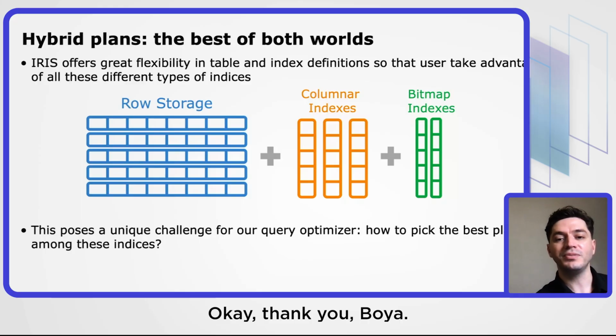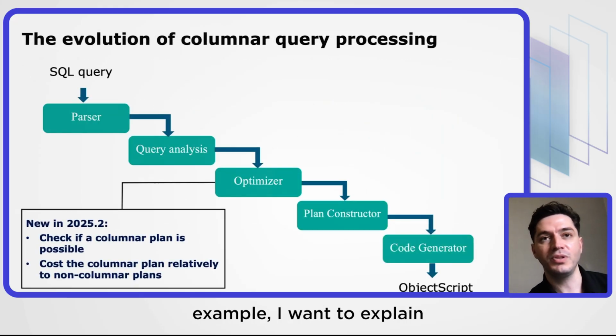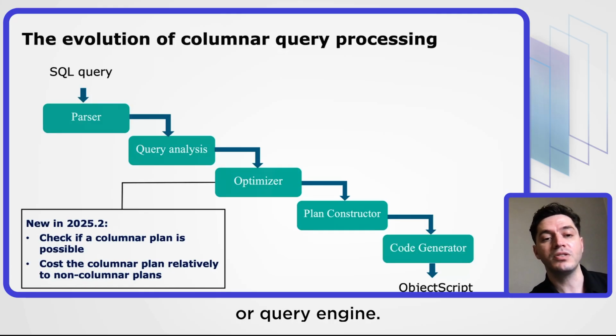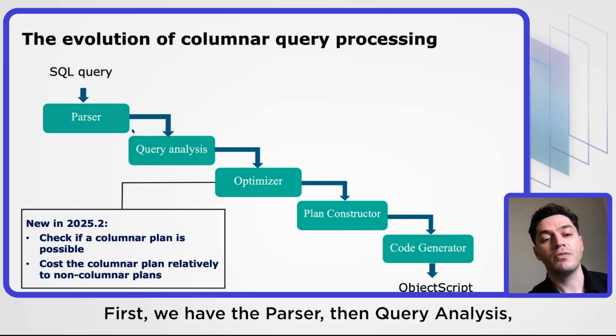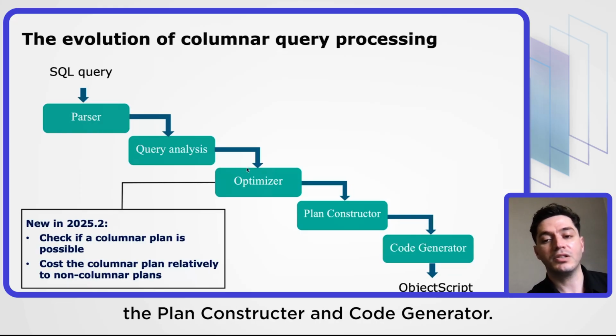Okay, thank you, Boya. Before I jump to an example, I want to explain briefly the hierarchy of our query optimizer or query engine. Almost every query goes through these 5 phases. First, we have the parser, then query analysis, and then the optimizer, the plan constructor, and code generator.